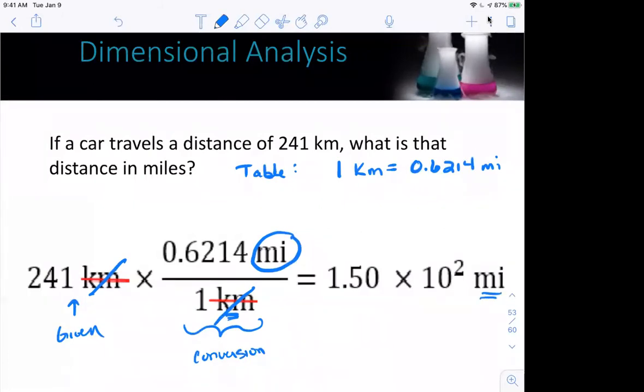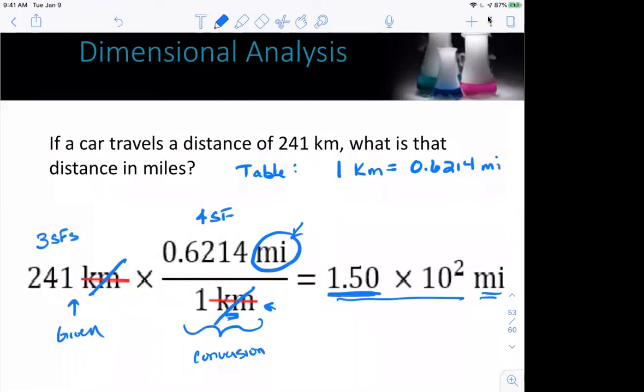So you're always going to set it up so the unit that I want is on top. The unit I want to cancel is on the bottom. And then I end up with the final answer. This is 3 sig figs. This is 4 sig figs. So I'm going to report 3 sig figs in my final answer.